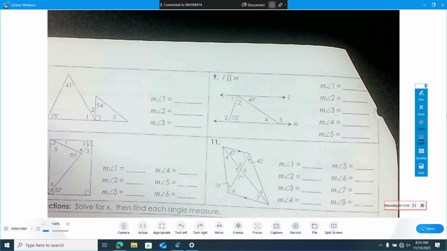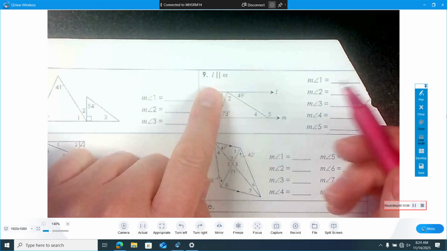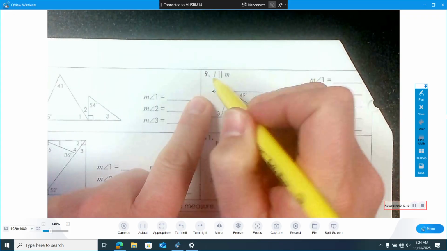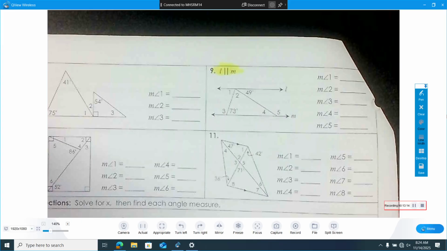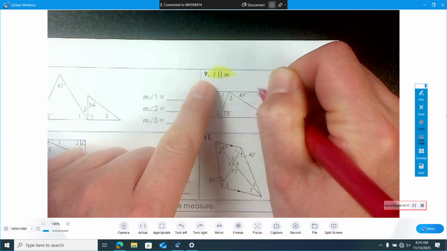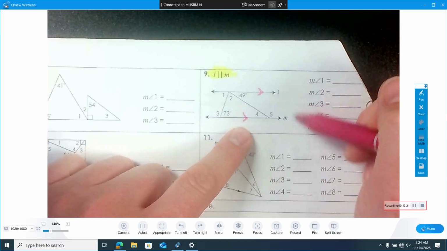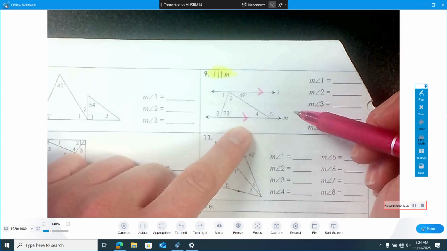Oh, I love these. They're so good. Look at this. We have really good information. Let's look at number 9. Oh, we got some parallel lines. Holy moly. We got some parallel lines here. Line L is parallel to line M. So we have lots of little special angles.